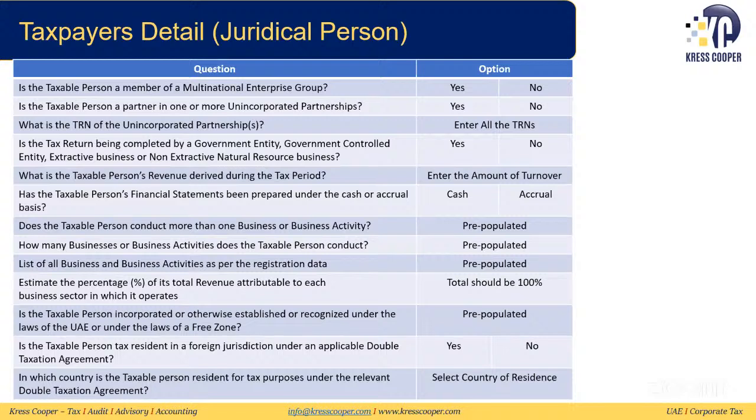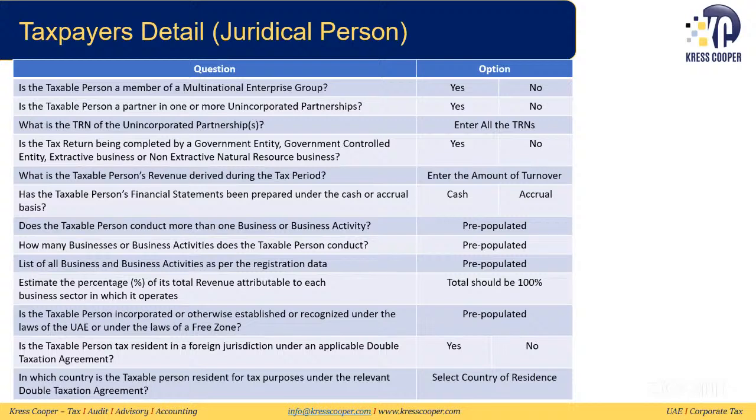Has the taxable person's financial statement been prepared under the cash or accrual basis? We discussed that if your turnover is 3 million or less, this question will pop up. If not, then this question will not arise. If it is less than 3 million, then you have the option to go for either the cash basis or the accrual basis. Then you will fill in this question accordingly.